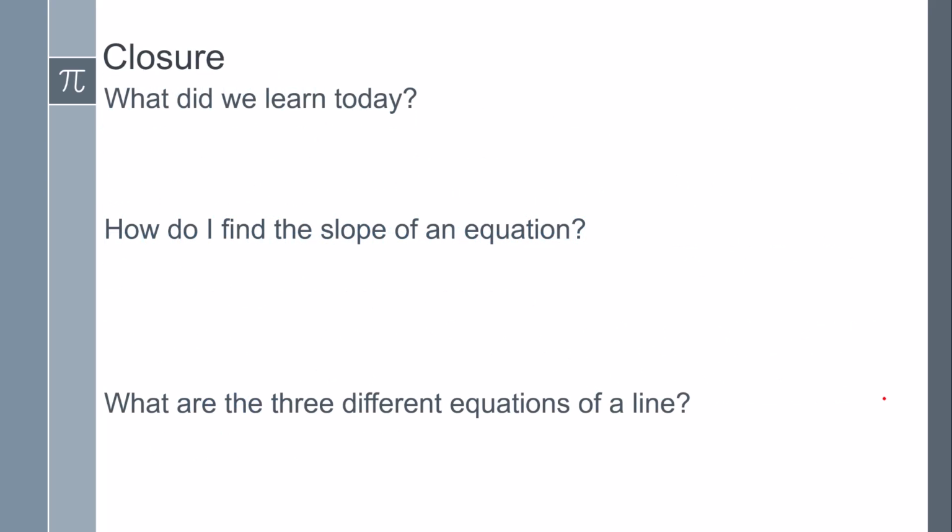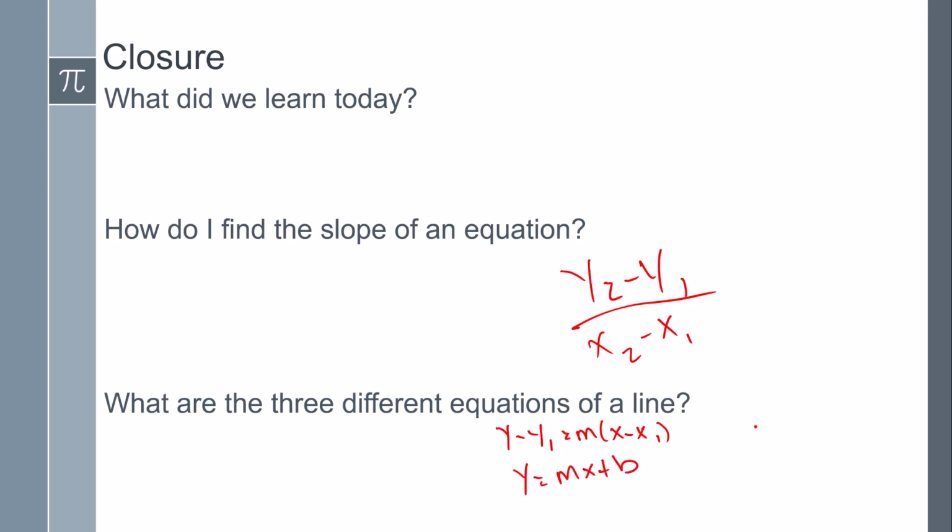So what did we learn today? We learned about the 3 equations of a line and how to construct them. So how do I find the slope of the equation? Last lesson, y2 minus y1 over x2 minus x1. And what are the 3 different equations of the line? We have the point slope, the slope-intercept form, and then the standard form. And we just need to remember a, b, and c cannot be fractions. They have to be integers, and a has to be positive.